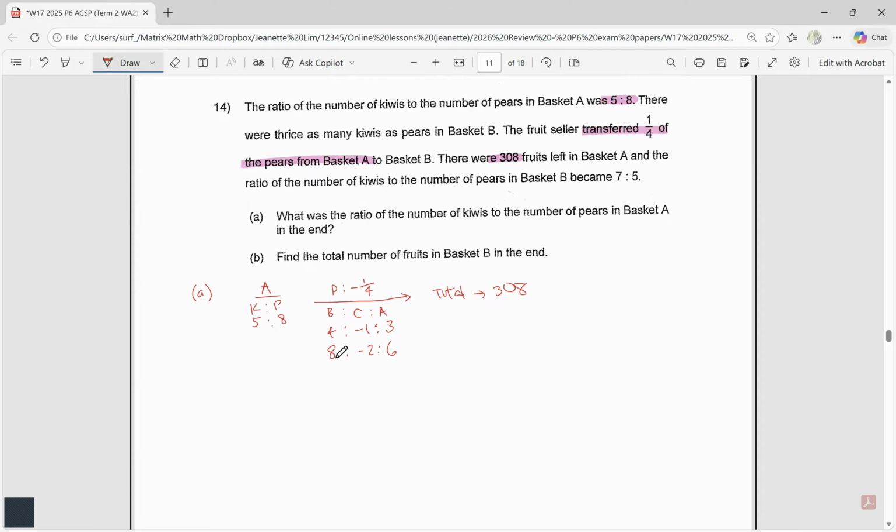Okay, so times 2 throughout to make it 8 for pears at first. And now we figure out what is the total in the end. My total for kiwis, number of units, kiwis didn't change, so kiwis is still 5. Pears would be how many units? Pears in the end is your pears after, which is 6 units. So here it's 5 to 6.